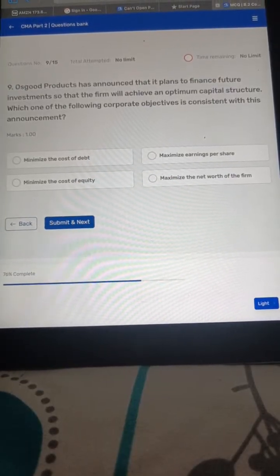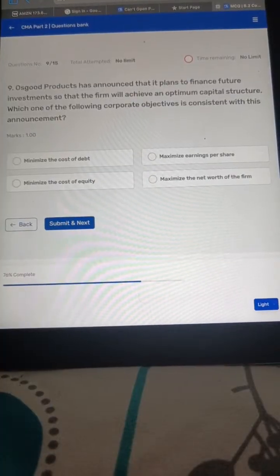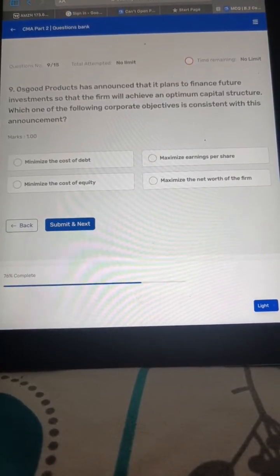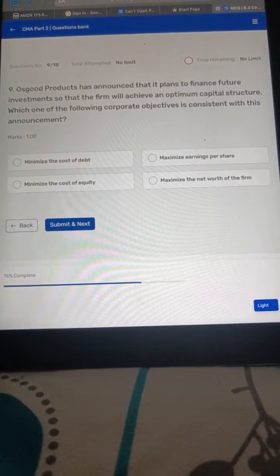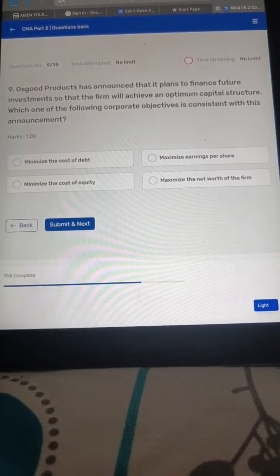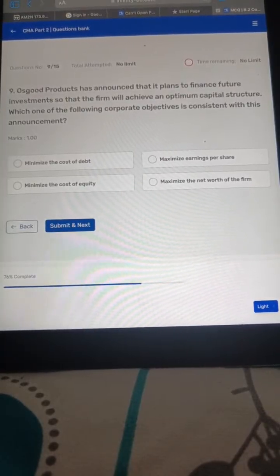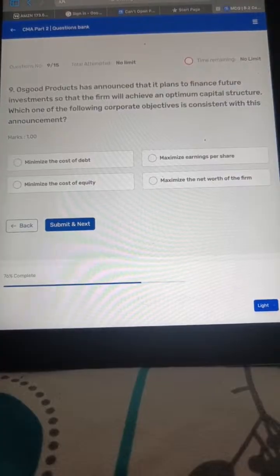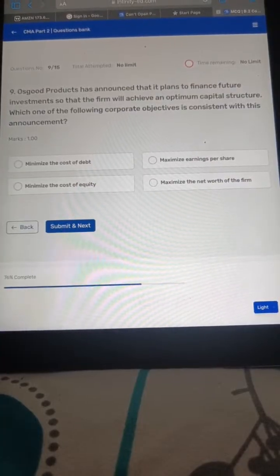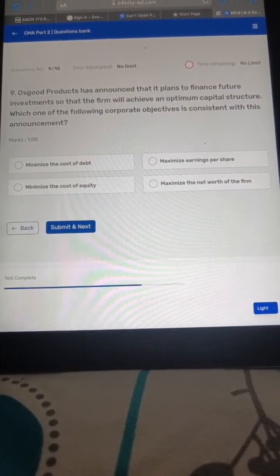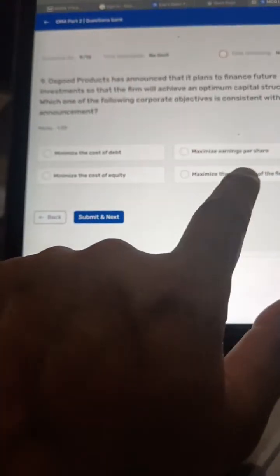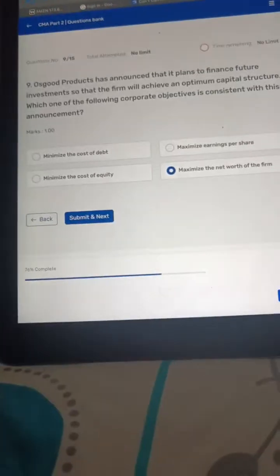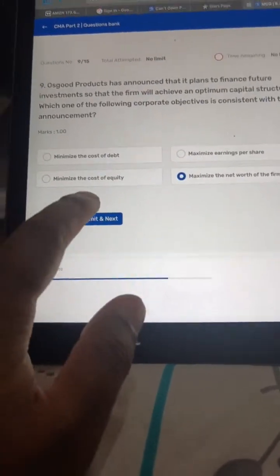Minimize the cost of debt, minimize the earning per share, maximize the earning per share, minimize the cost of equity, maximize the net worth of the firm. Maximize the net worth of the firm. This will be the main objective.